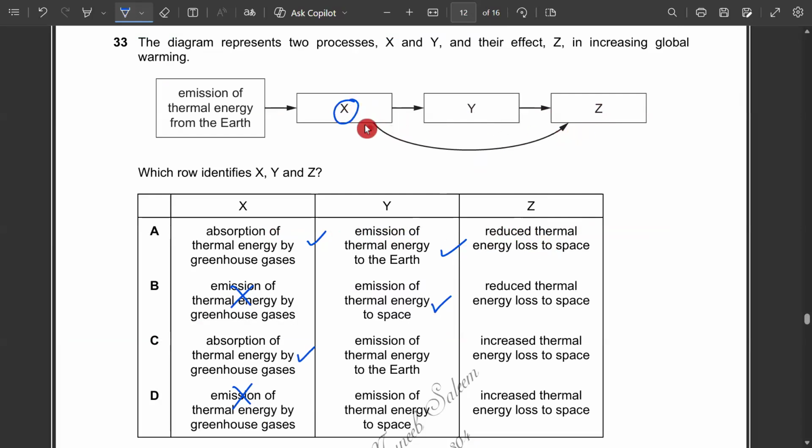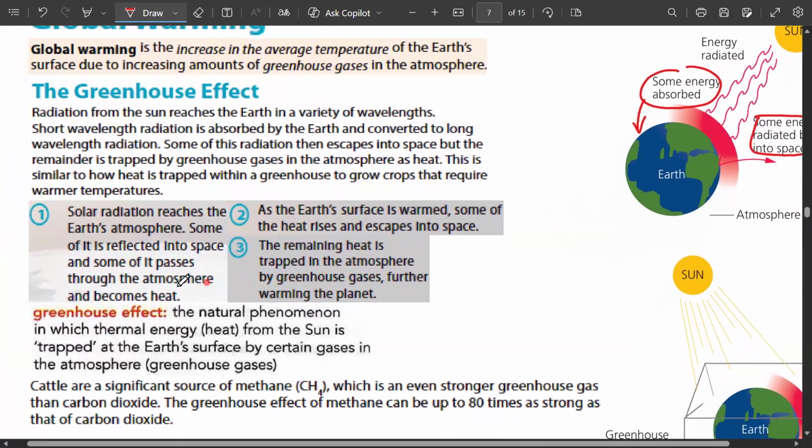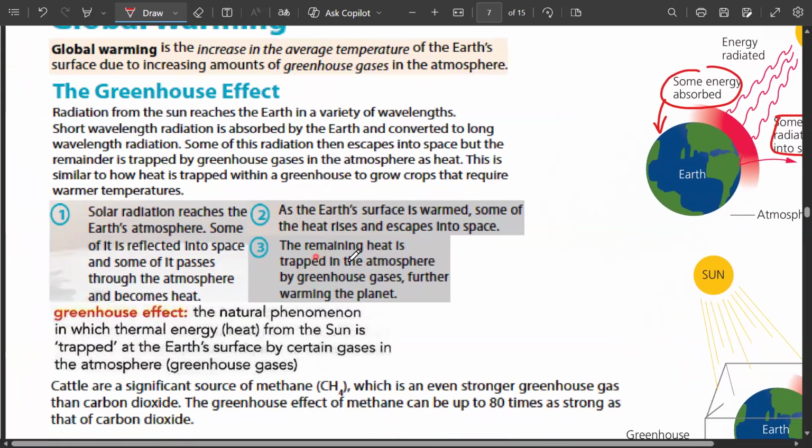And then Z says, as a result of this absorption, the X was the absorption. What happens because of this absorption? This Z is linking with the X because the X had an absorption of the energy. So because of this, there will be reduced thermal energy to the space. The global warming is only possible when the radiation to the space is lowered. If there is reduced energy loss to the space, that increases the temperature of the earth.